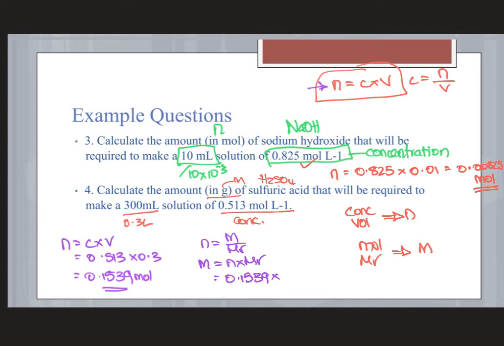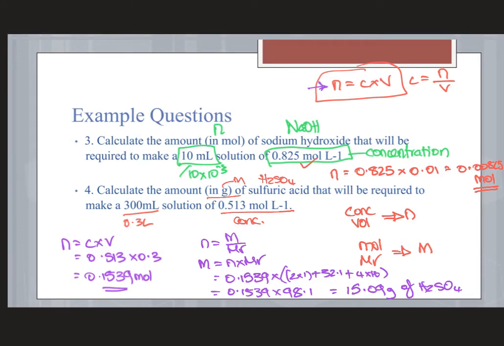0.1539, and then I need to multiply by the molar mass, which is going to be 2 times 1, plus 32.1 for the sulfur, plus 4 times 16, which is going to be 64. So if I put all this in, 2 plus 32.1 plus 64 is going to be 98.1. And then multiplying by my number of mole, I get 15.09 grams of sulfuric acid is how much we would need.